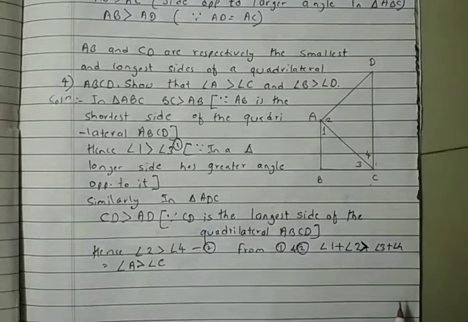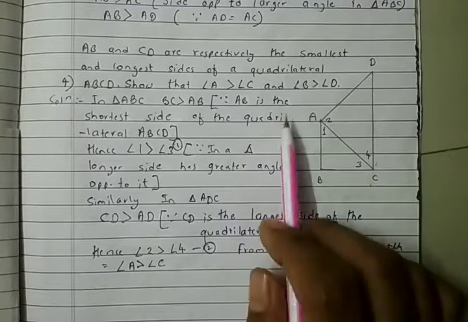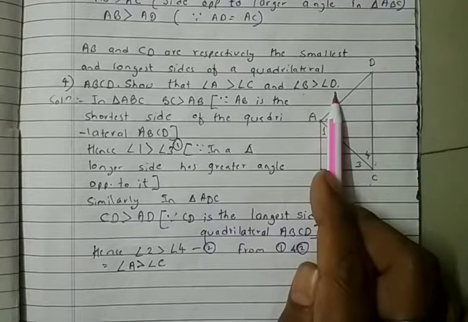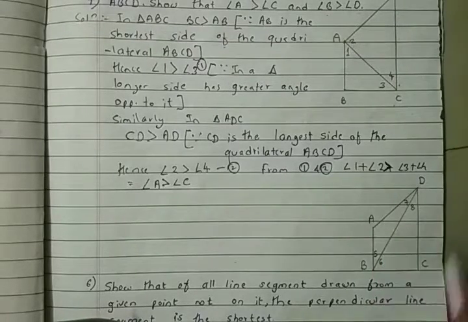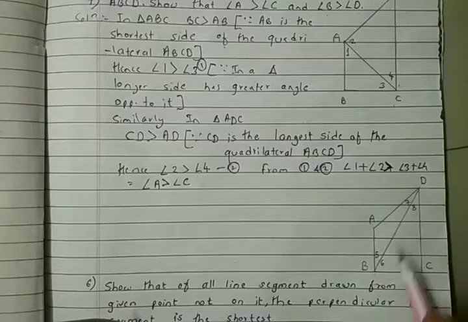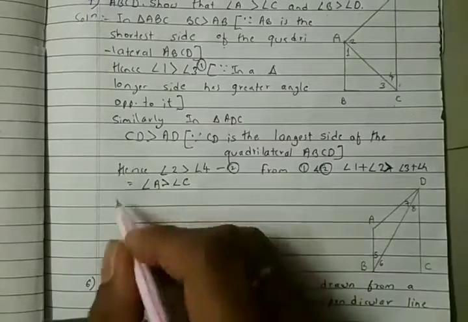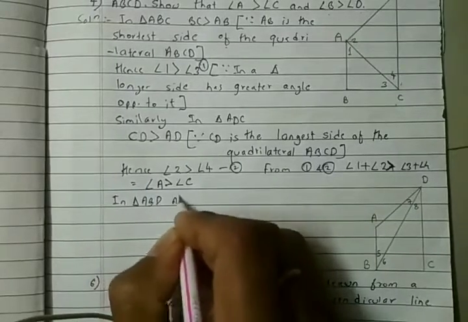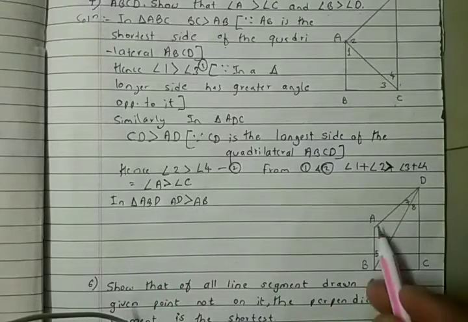Now we have to prove the second part of the question, right? We have to prove that angle B is greater than angle D. So we'll have to draw one figure. Now in this same quadrilateral ABCD, we will join point B and D. So now in this triangle ABD, AD will be greater than AB, right? AD will be greater than AB.